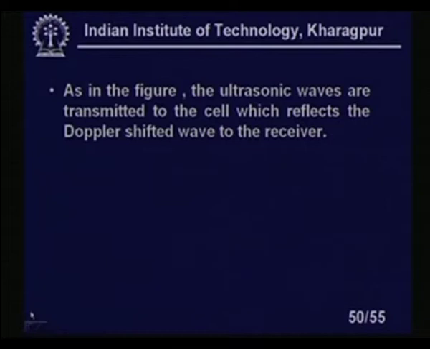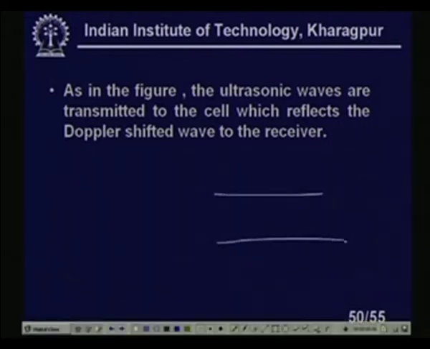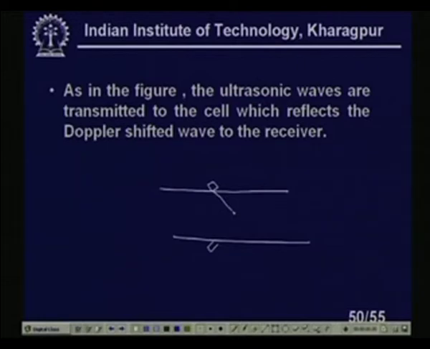How does it look? It looks like this: ultrasonic waves are there. So, I have a source here, and I have a receiver here, and I am transmitting ultrasonic waves. They get reflected back from the blood vessel, these blood cells rather, and the cell reflects the Doppler shifted wave to the receiver. So this is getting reflected, and I am receiving it here.